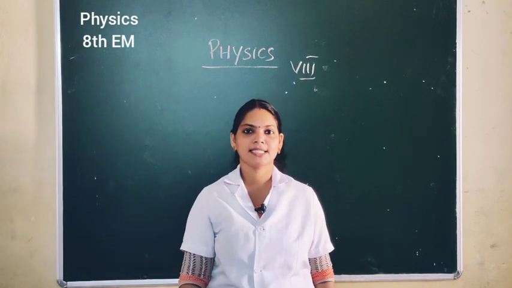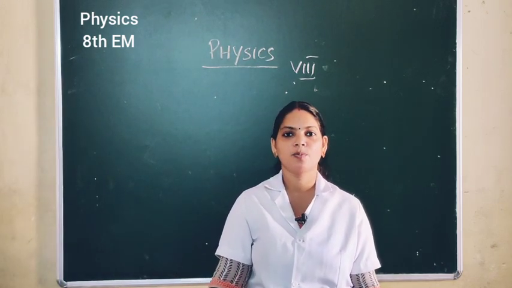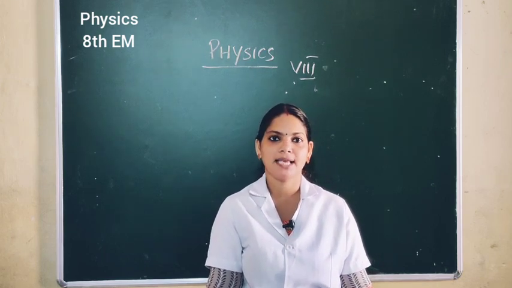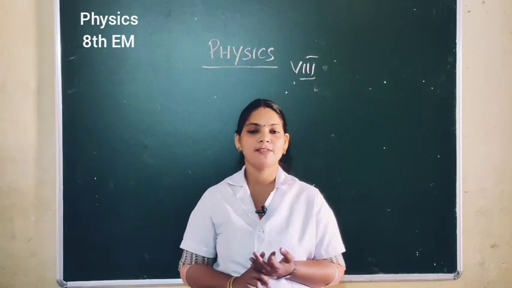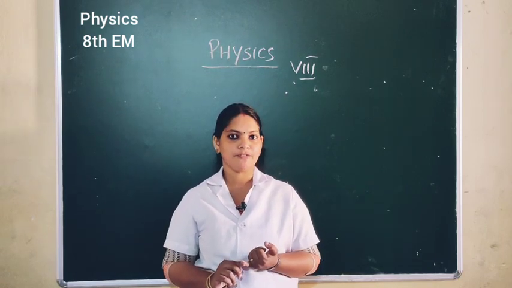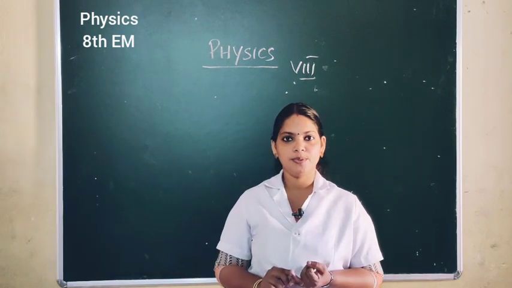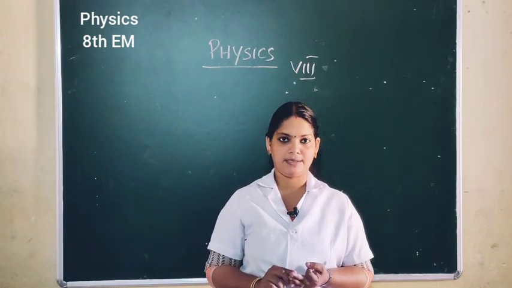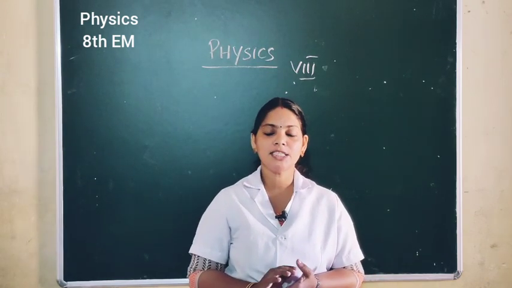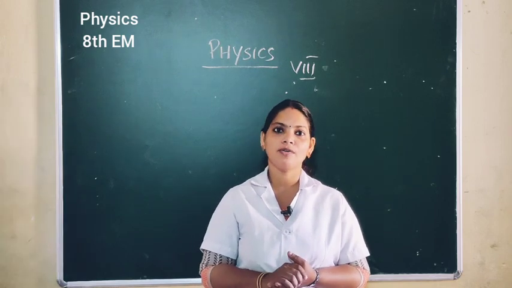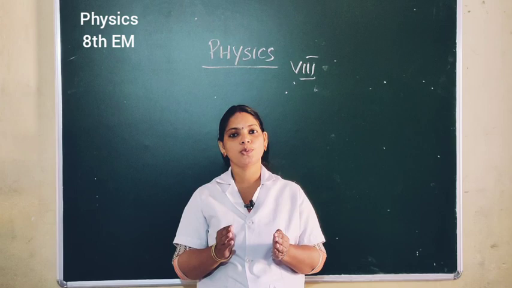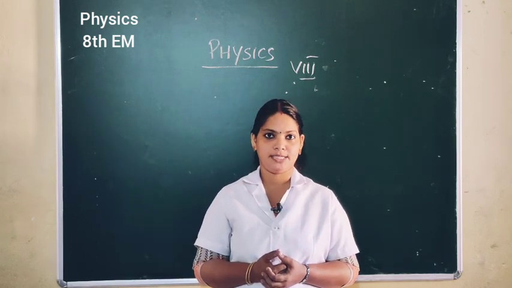Hi students, in the previous class we discussed the physical quantities such as length, mass and time. What are the units of these quantities? The unit of length is meter, the unit of mass is kilogram and the unit of time is second. These quantities are not related with each other and they cannot be expressed using any other units.